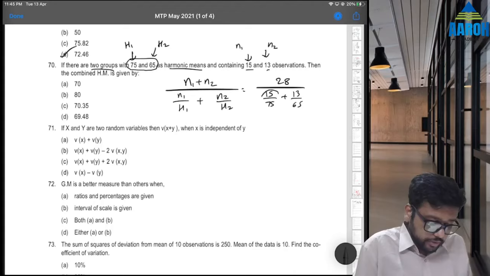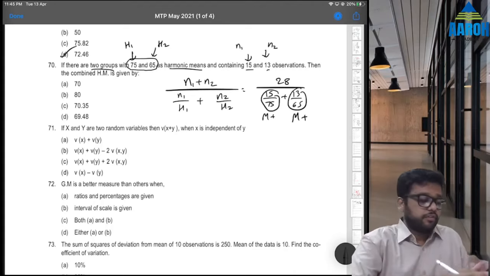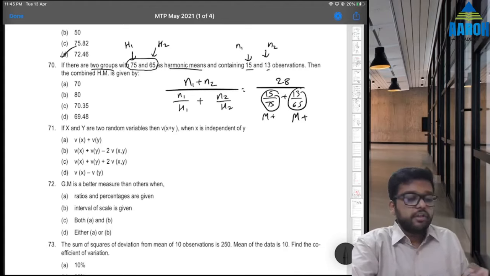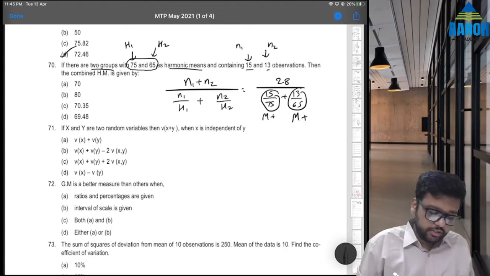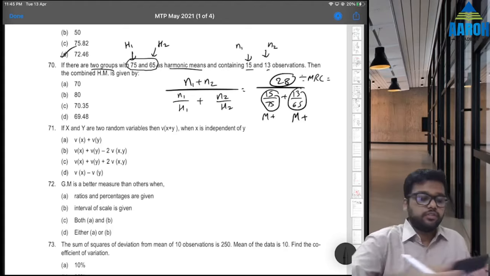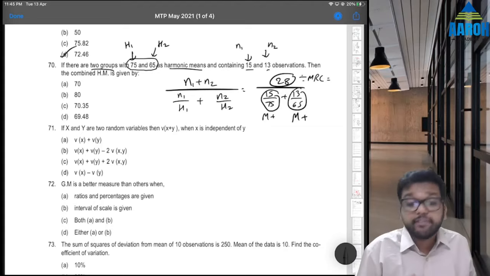Again, do it on the calculator only. 15 by 75 M plus 13 by 65 M plus, the total is 0.4. So 28 divided by 0.4 is 70.